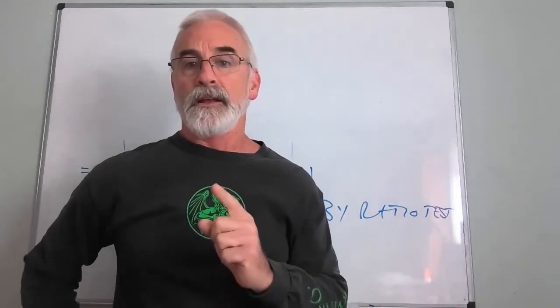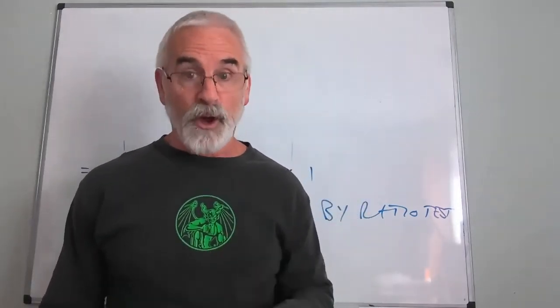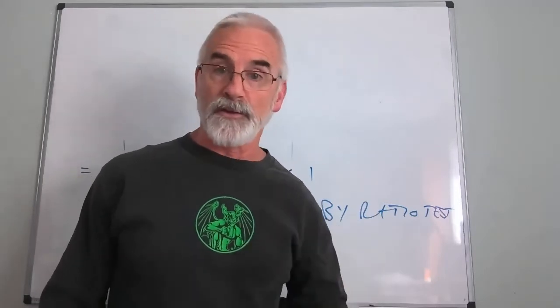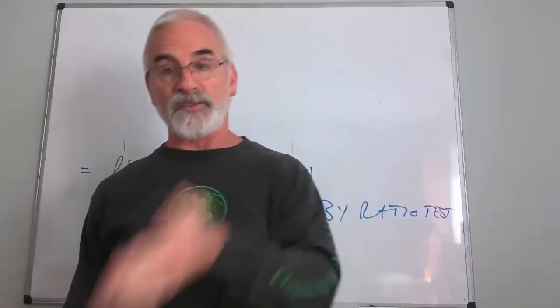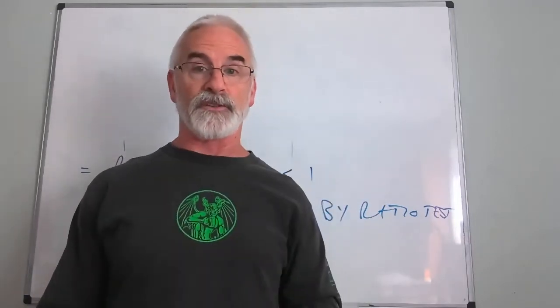Here's the problem with that. We know that a geometric series with a ratio of 1 diverges. We know this. We know if the ratio is greater than 1 in absolute value, it diverges. If it's less than 1 in absolute value, it converges. And if it's exactly 1 in absolute value, it also diverges.